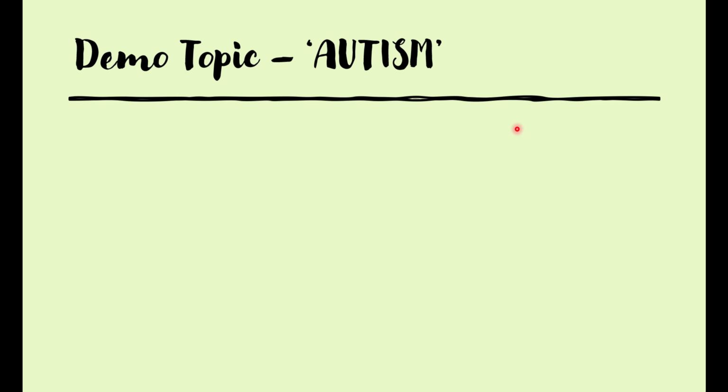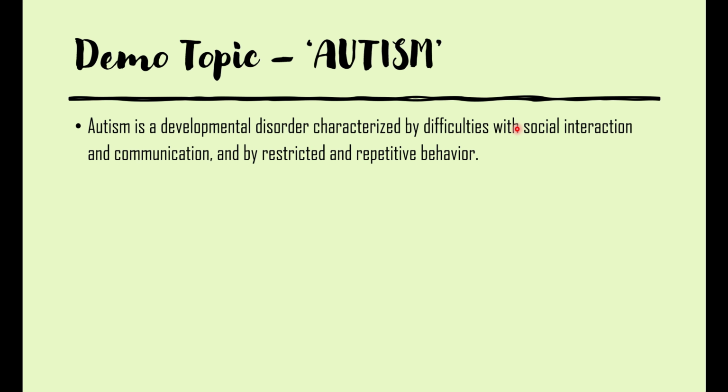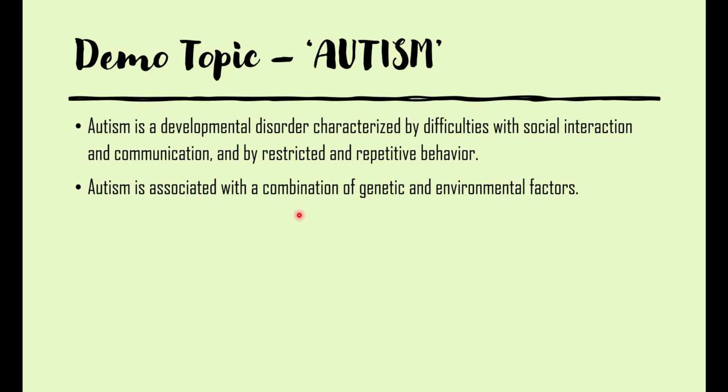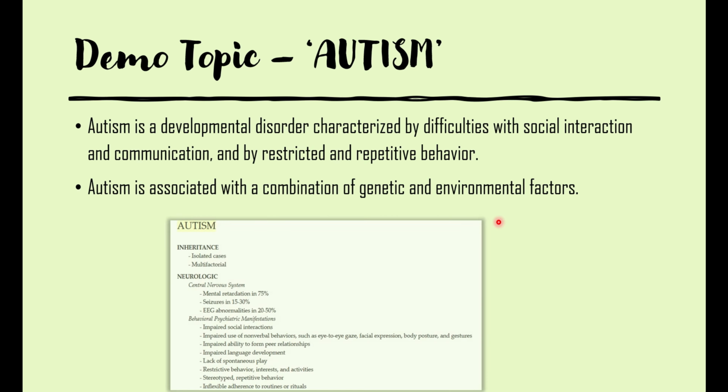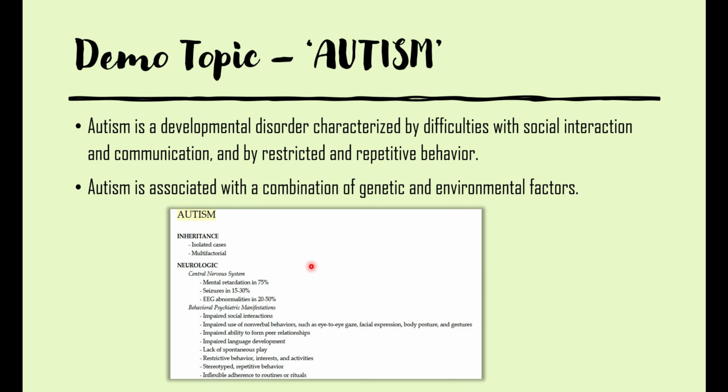So the topic I have chosen for the demo is autism. Autism is a neurological disorder which is characterized by difficulties in social interaction and communication and by restricted and repetitive behavior. Autism is a disease which is a combination of genetic and environmental factors. I have attached the paper on autism from omicsonline.com.